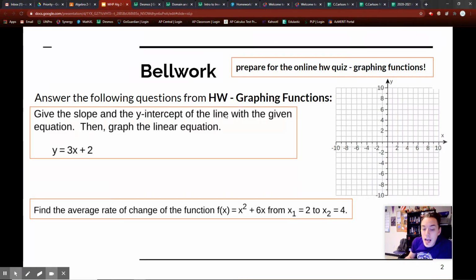Let's get to it. I have a couple questions here for the bell work on homework quiz, graphing functions to prepare you for the homework quiz. So let's get right into it. Let's not waste any more time.